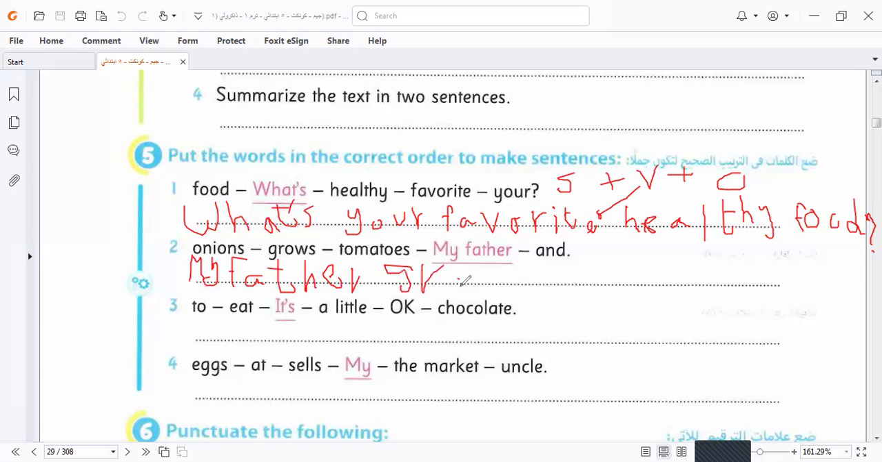Rose and Grace, I explained for grade 4 in the last video. If you want to know the difference between Rose and Grace, return to the video and watch what we said in it. Okay, my father grows what? My father grows onions and tomatoes. Good, onions and tomatoes.